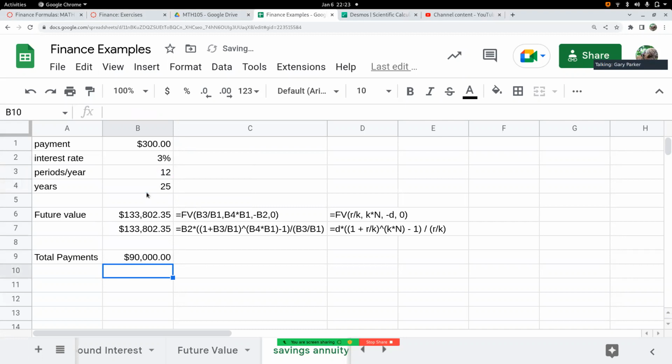So we paid $90,000 at 3% interest per month per year, 12 months in a year for 25 years. We have a total amount of $133,802.35. So our profit in this case is going to be our future value take away what we paid in. So that means we made $43,802.35.